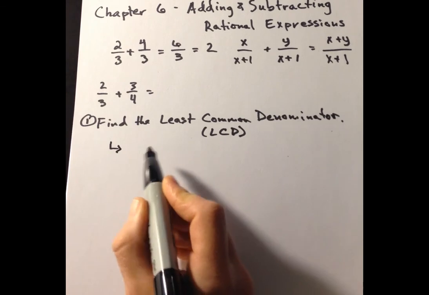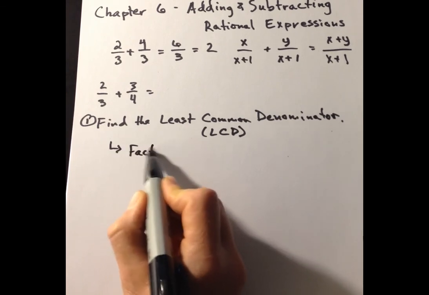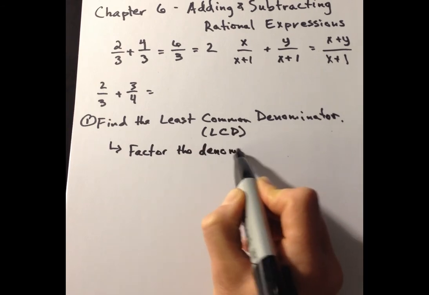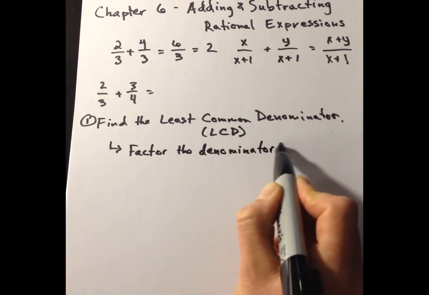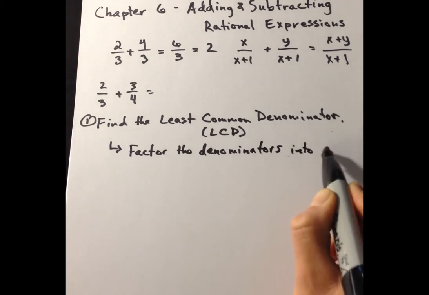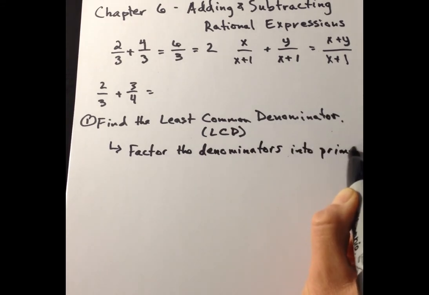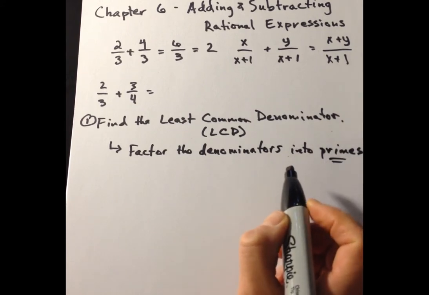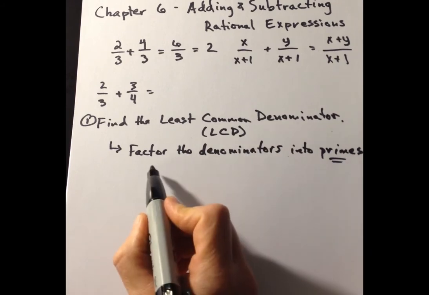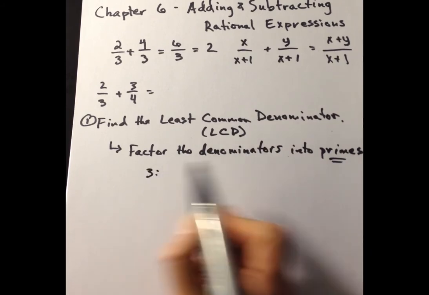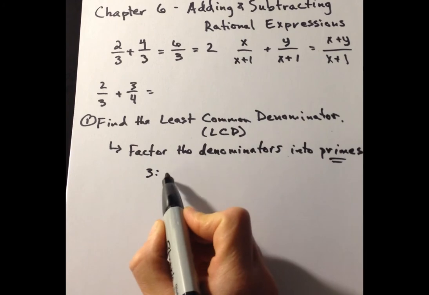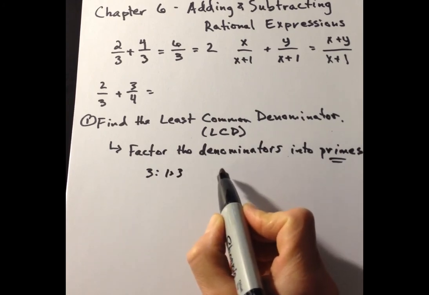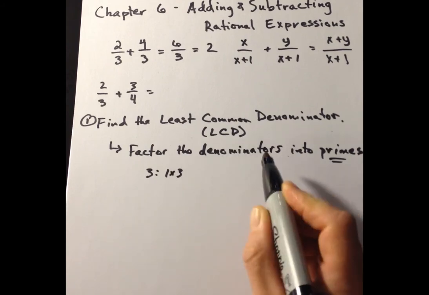So first, factor the denominator, each one of them, into primes. Remember, a prime number is a number that can only be divided by 1 and itself. So if we factor 3, well, 3 is a prime number, so that has only two factors, 1 and 3. In the case of 4, though, that has more factors.